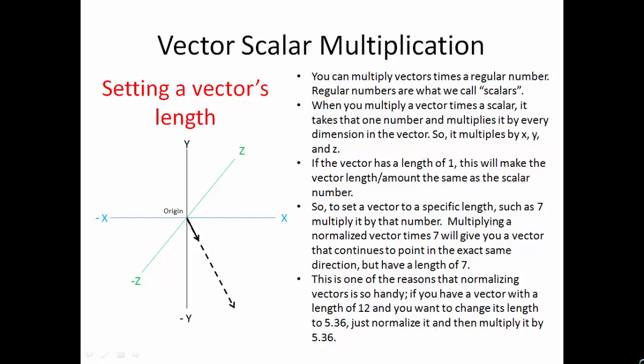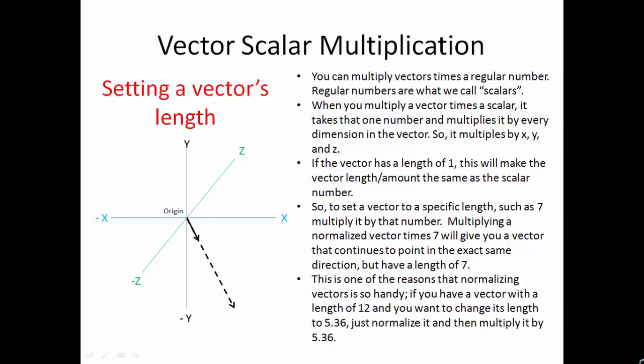Now, one very common trick, one of the ways you'll see normals used a lot, is that if you normalize a vector and set its length to 1, then it will take on whatever length the scalar has. So if you take a normalized vector and multiply it times 7.4, its length will become 7.4. So you can set the length of any vector by normalizing it first, and then multiplying times the length that you want it to be. The key point here is that the vector continues to point in the same direction as it did before. You're not changing the direction the vector points, you're only changing the amount or length that it stores.